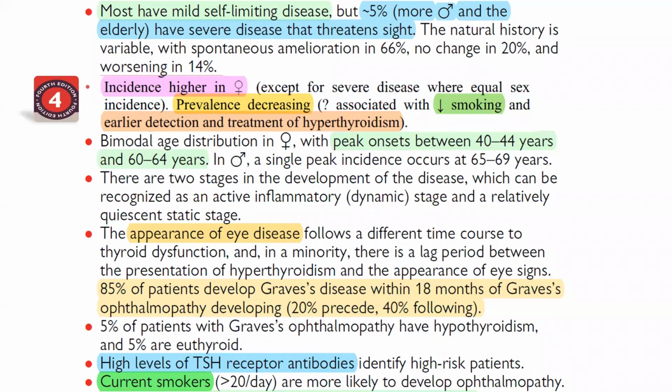Don't forget that 5% of patients with Graves orbitopathy have hypothyroidism. In this situation, the TSH receptor antibody is usually a blocking antibody. And another 5% of Graves orbitopathy is presented in euthyroid patients. So most Graves orbitopathy presents with Graves disease, but 5% present in hypothyroidism or euthyroidism.